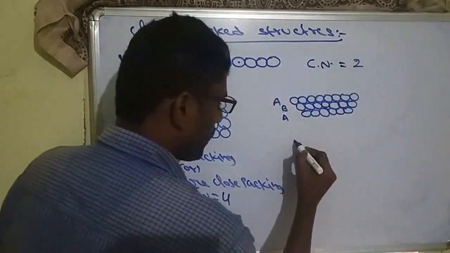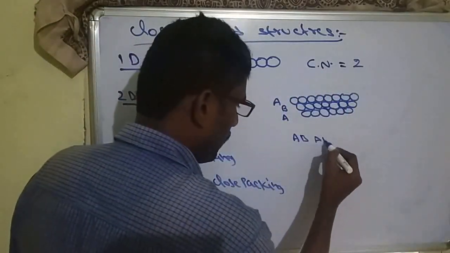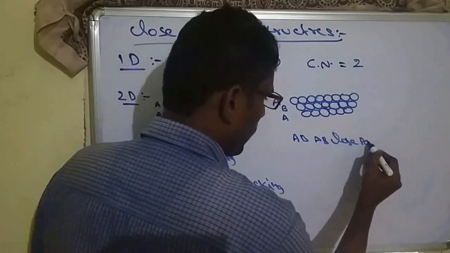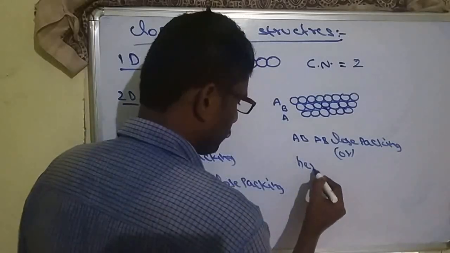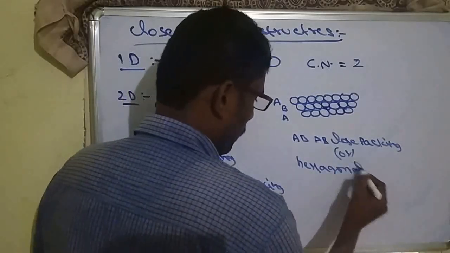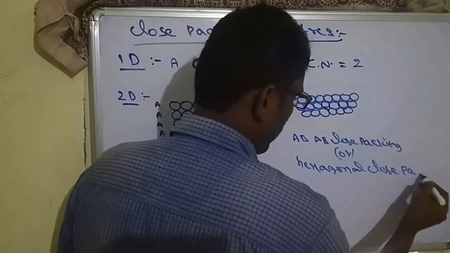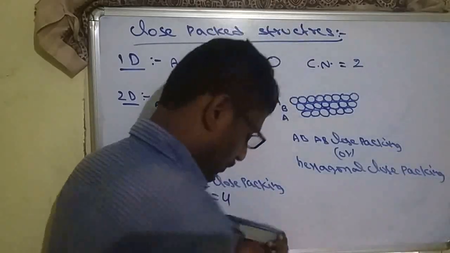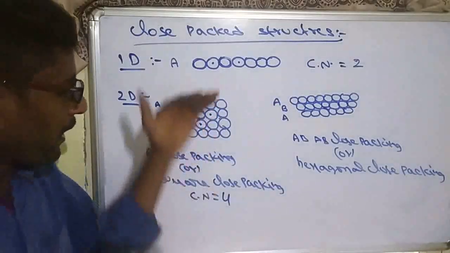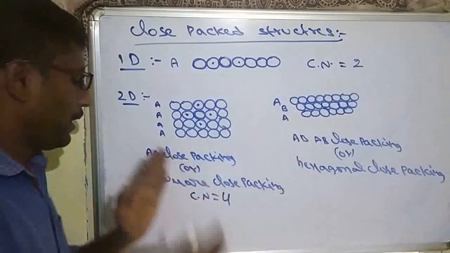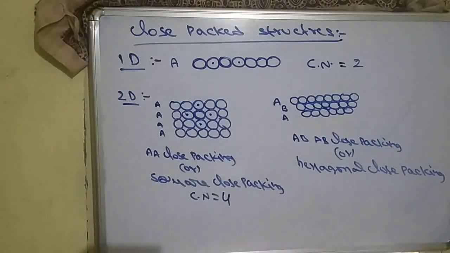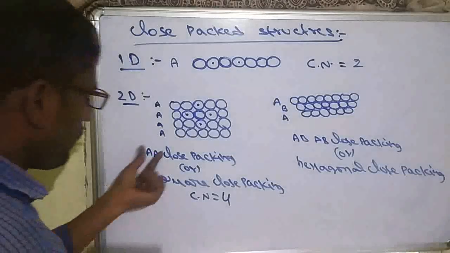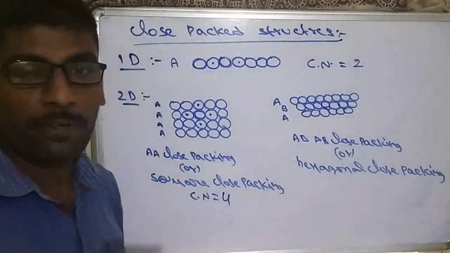So this type we call AB close packing, which is also called hexagonal close packing. So the one-dimensional structure leads to either AA close packing or AB close packing. Both are two-dimensional. In AA close packing, coordination number will be 4.